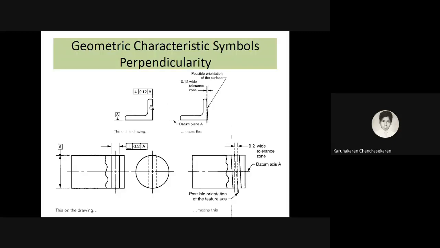Then perpendicularity. For perpendicularity, first we should know the symbol and datum. You just mentioned the datum. This is the datum point or datum reference A you have chosen. Then again you mention the perpendicular symbol for this particular component. From this reference, the perpendicular, and the tolerance is 0.12. You can see the possible tolerance which is obtained here. So much tolerance we have, so that value we mention. So this covers your perpendicularity symbols.